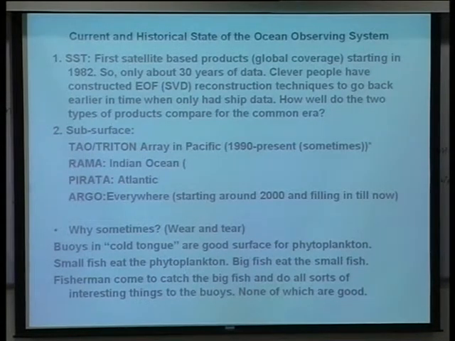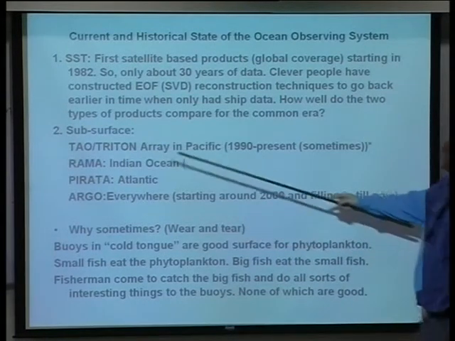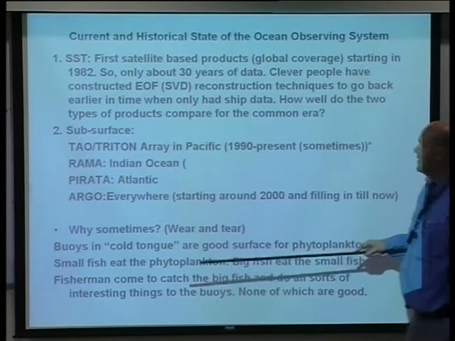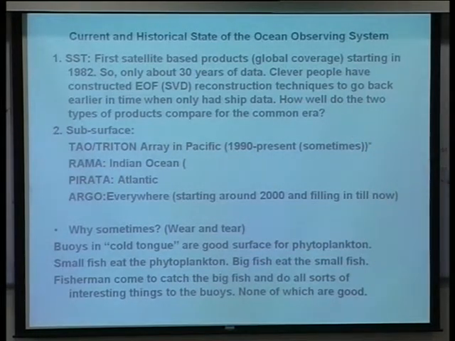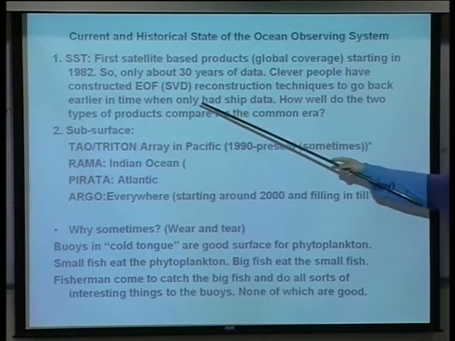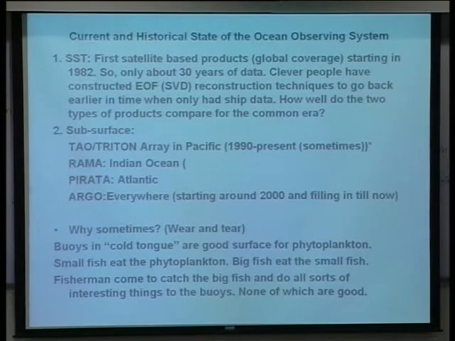Okay, so let's talk about the current and historical state of the ocean observing system. There was a lot of discussion during the week about the observations and their importance in the data assimilation problem. The problem in the ocean is that we don't have very good observations. That even includes SST if you want to look at multi-decadal records. The first satellite-based products, which I mention because they have global coverage and usually uniform statistics, started around 1982. Actually, they started specifically in November 1981. So you only have about 30 years of data.